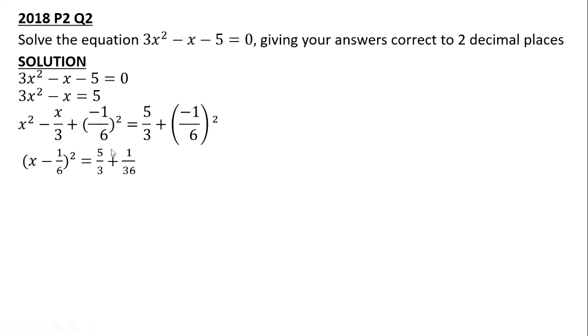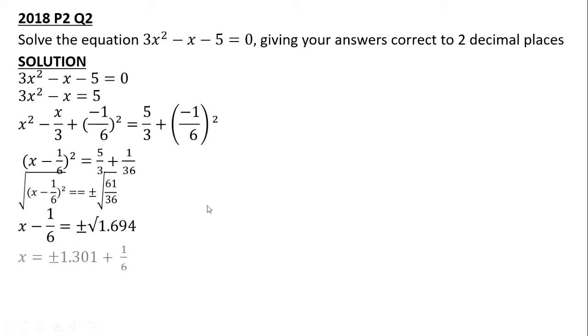Introduce the square root on both sides, but first simplify that fraction. So common denominator here is 36. 5 over 3 plus 1 over 36 is the same as 61 over 36. That power 2 will go. 61 over 36 as a decimal is the same as 1.694. The square root of 1.694 is positive or negative 1.301.